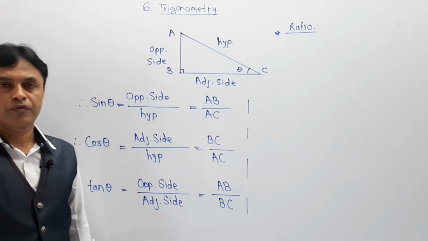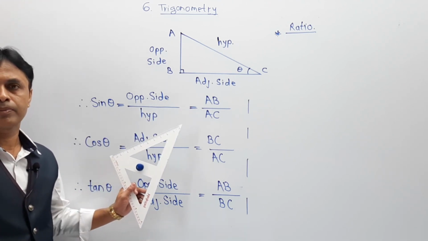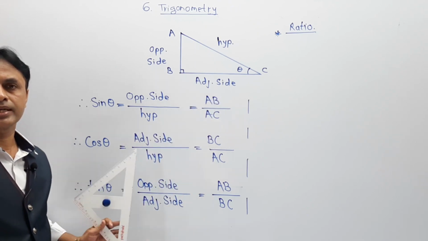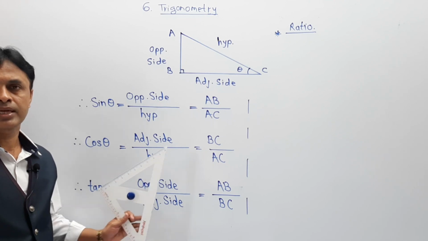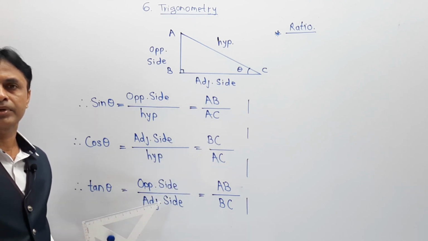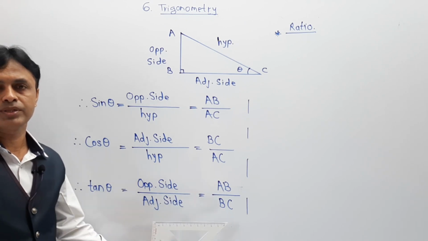Once again, revision: sin theta is nothing but opposite side upon hypotenuse, that is AB upon AC. Cos theta is adjacent side upon hypotenuse, that is nothing but BC upon AC. And tan theta is nothing but opposite side upon adjacent side, meaning AB upon BC.